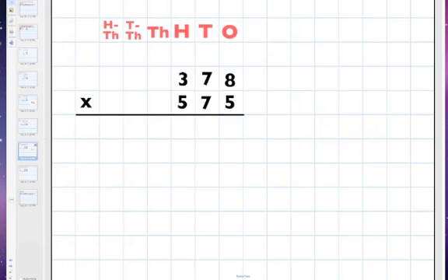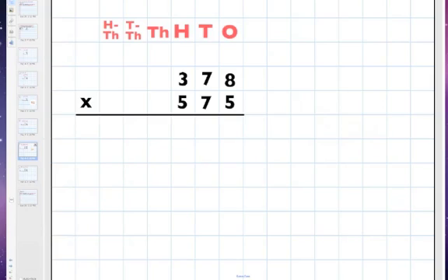We can use the traditional method when we're multiplying by more than a 2-digit number, in this case a 3-digit number. You'll notice we extended our place value to include 10,000 and 100,000. We're going to start with focusing our distribution by the 5. We're going to multiply the 5 by each part of the 378.